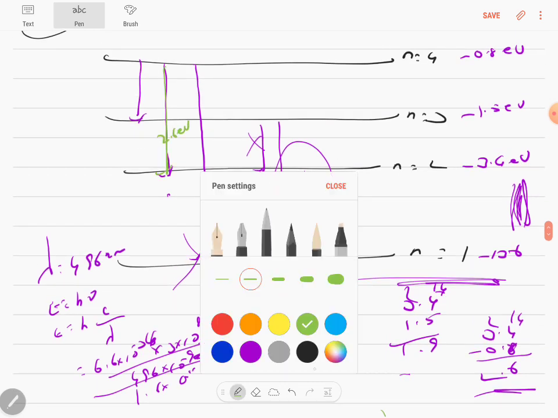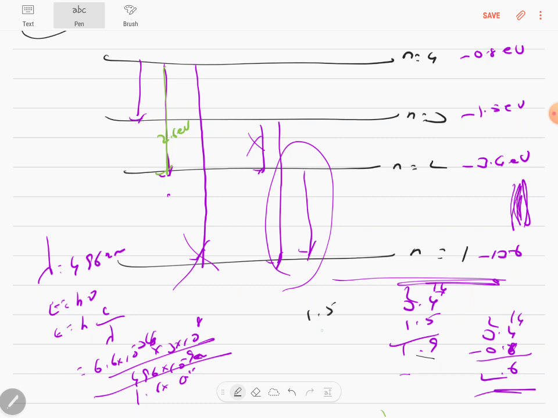Let's do the last one, which is 1.5 and 0.8. This will be 0.7. It cannot be. So the only thing which is closest is this. It's E4 minus E2, it's appearing to be closest. We can't exactly arrive at it. So that's all.